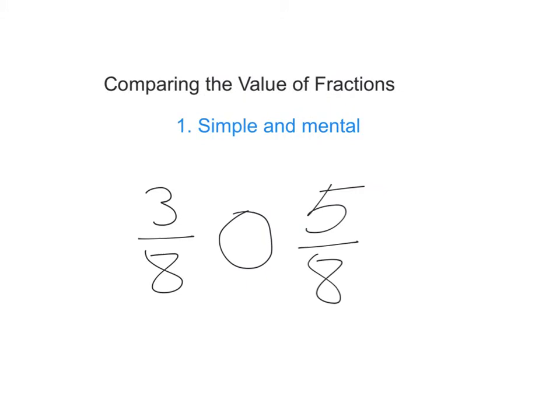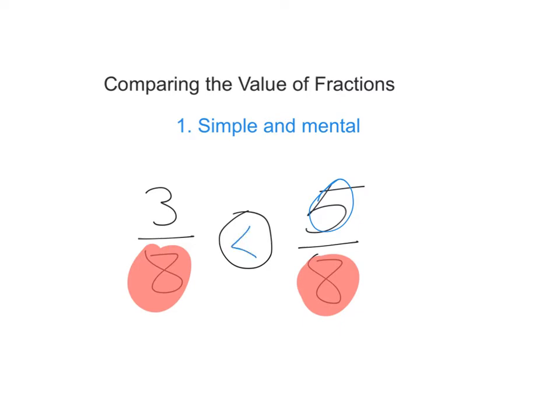The first is when you are given two fractions with the same denominators. In this case, we don't need to do any work. We can just look at our two numerators, and the larger numerator will always be the larger number. So in this case, the larger 5 for the 5/8 is going to be our larger fraction.